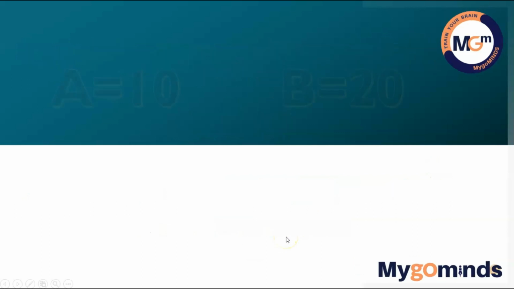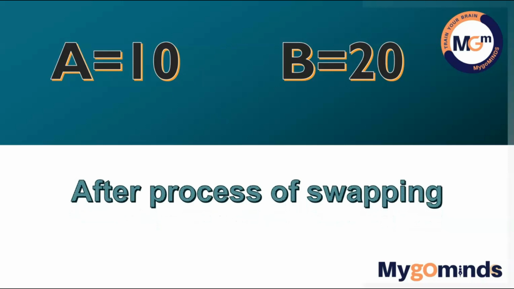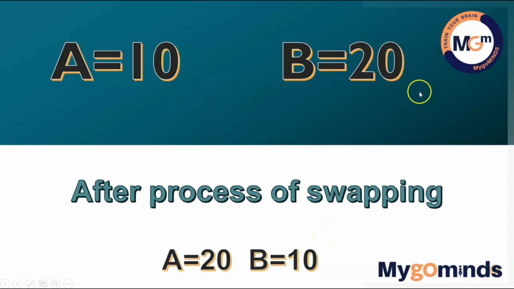Let me give an example. A is a variable holding the value 10. B is also a variable holding the value 20. After the swapping process, A holds 20 and B holds the value 10, which means that B's value will be swapped to A and A's value will be swapped to B. So this is what swapping means.